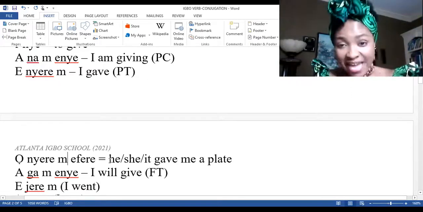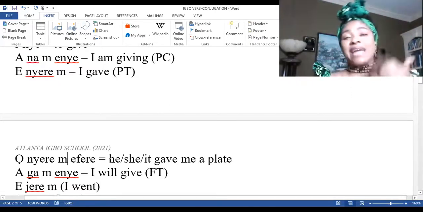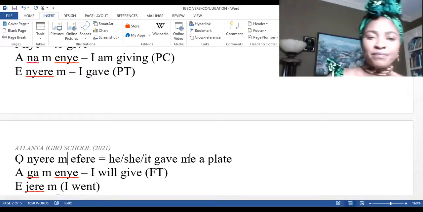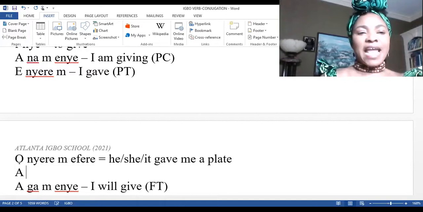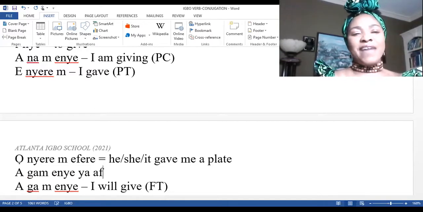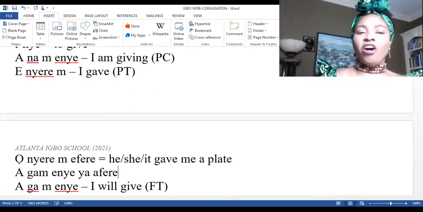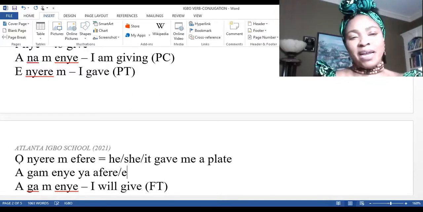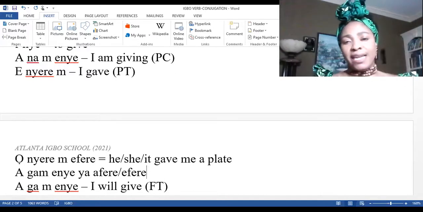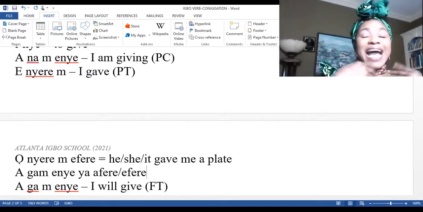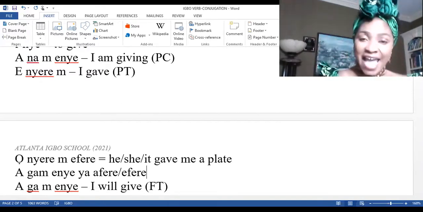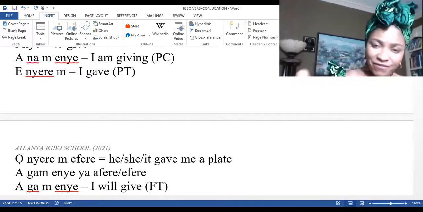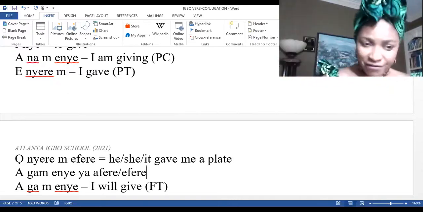Enyerem ya afere, or agam enye ya afere. Now let's say that one. Agam enye ya afere. Or some people call it efere. It doesn't matter, just whichever one your dialect uses. Okay. Agam enye ya afere. I will give.